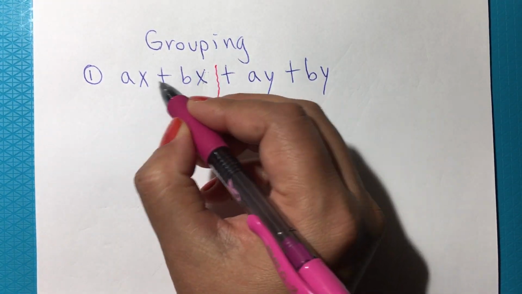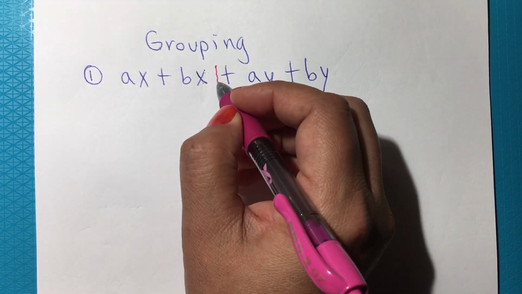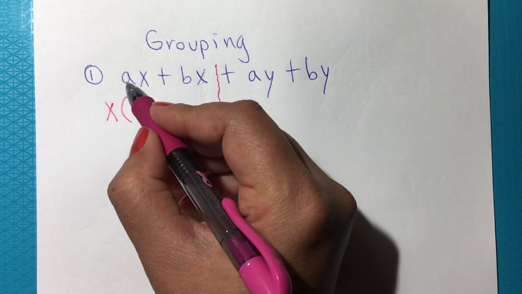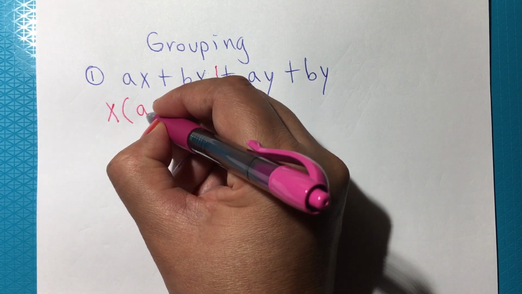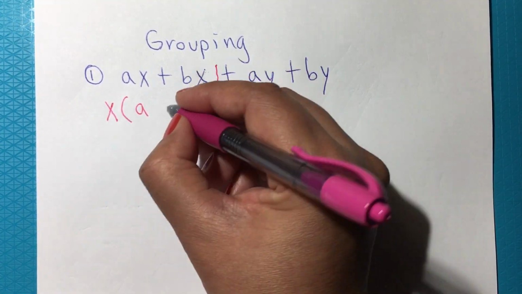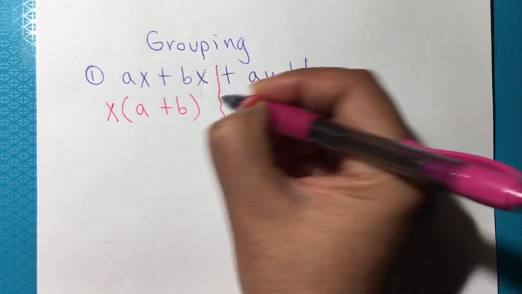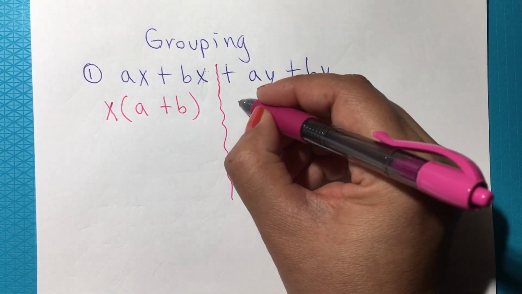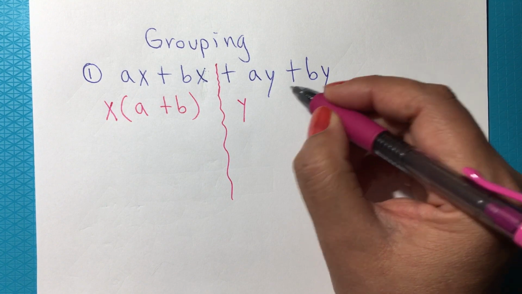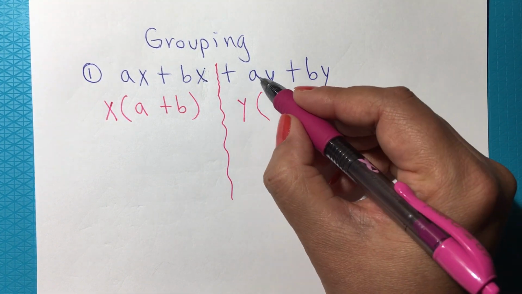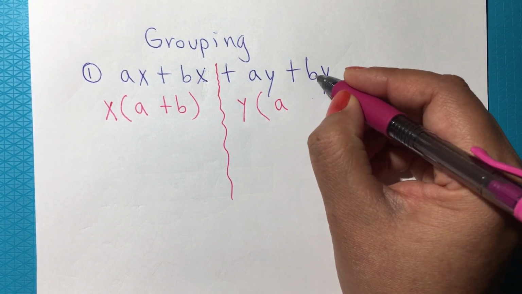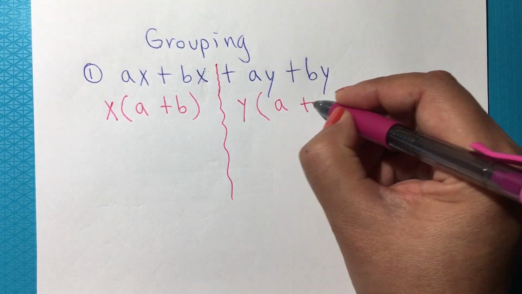And what is the greatest common factor for ax plus bx? Well, I only see x and I start dividing. Ax divided by x is a. Bx divided by x is b. On the other side, the greatest common factor for these two terms is y, because both have y. I start dividing. Ay divided by y is a. By divided by y is b.